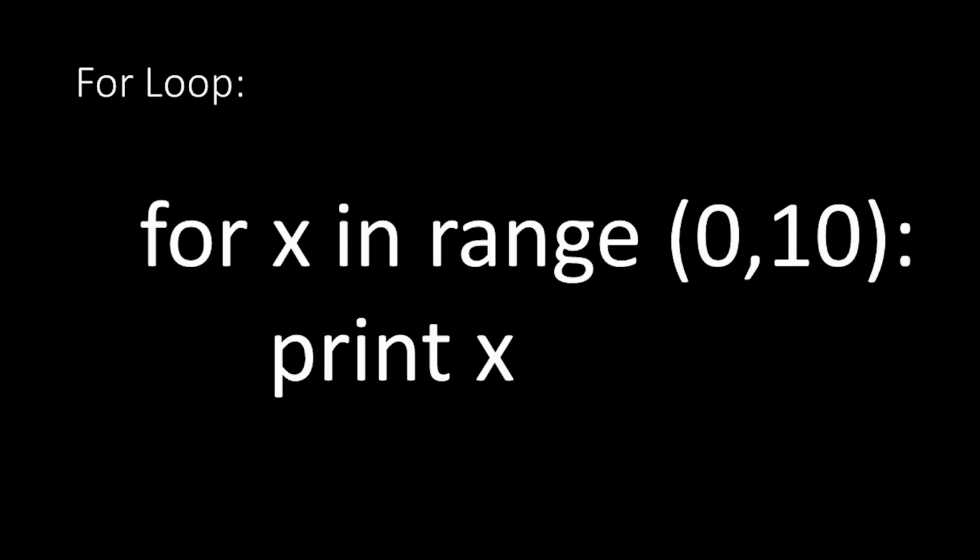There are 3 kinds of loops in Python that allow you to do things a certain number of times or while a condition is met. The loops are called for loops, for each loops, and while loops. For loops allow you to do a command a certain number of times. For instance, for x in range 0 to 10 will print x 10 times.